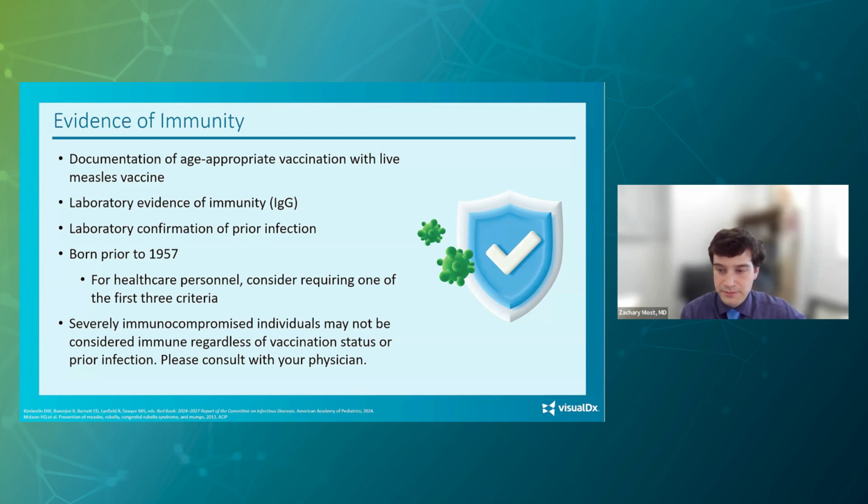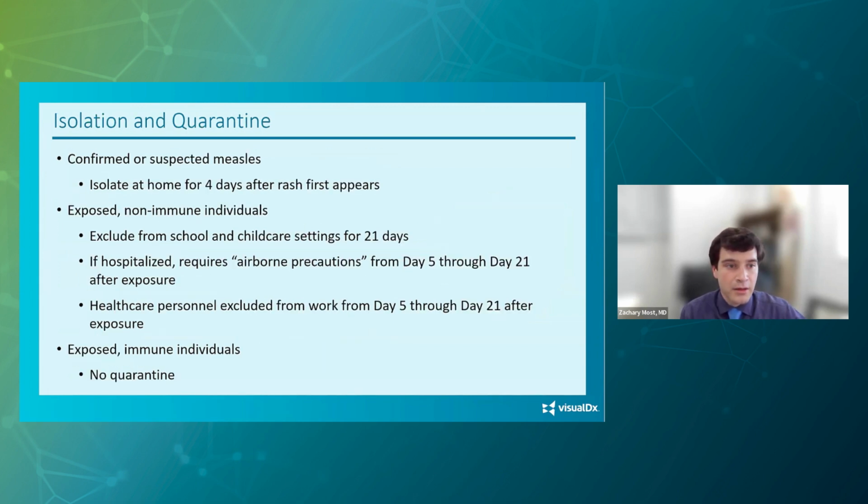So it can be a little bit misleading to be checking IgG titers, so I don't routinely recommend that in most circumstances. People who have measles should isolate at home until 4 days after their rash first appears, when they're no longer contagious. If you are exposed to measles and you're not immune, you should be excluded from school and childcare settings for 21 days.